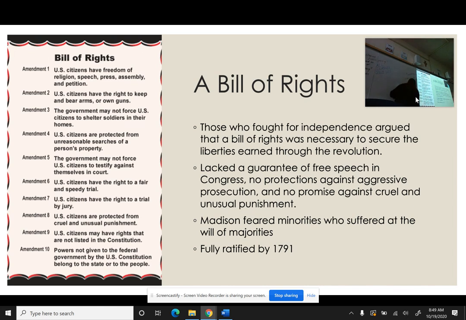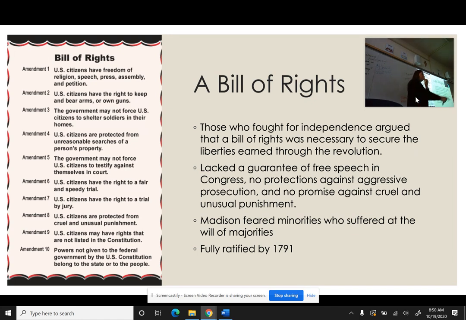And the 10th Amendment, powers not given to the government by the United States Constitution belong to the state or its people. Everybody, just in your book, write that Amendment 10 is known as the reserved powers. Because the powers not listed in the Constitution are reserved for the states. All right, so powers that are not delegated or listed in the Constitution to the federal government are reserved for the states, which is why elections, licenses, all that stuff is handled by the state.